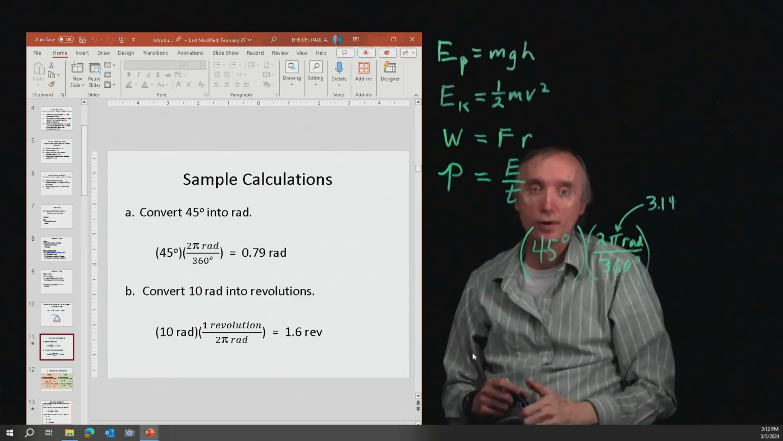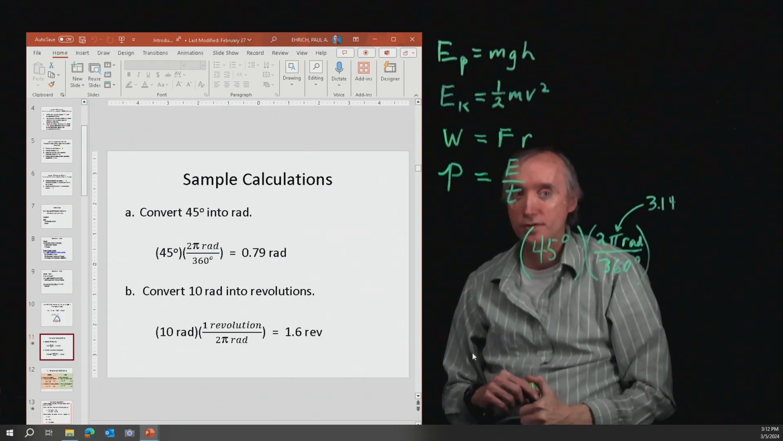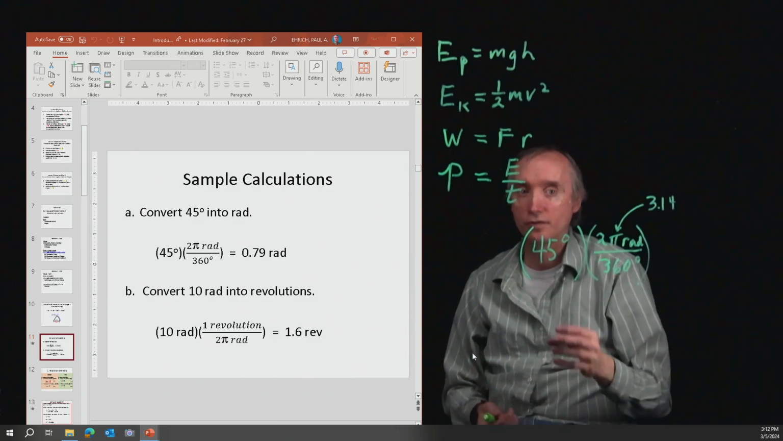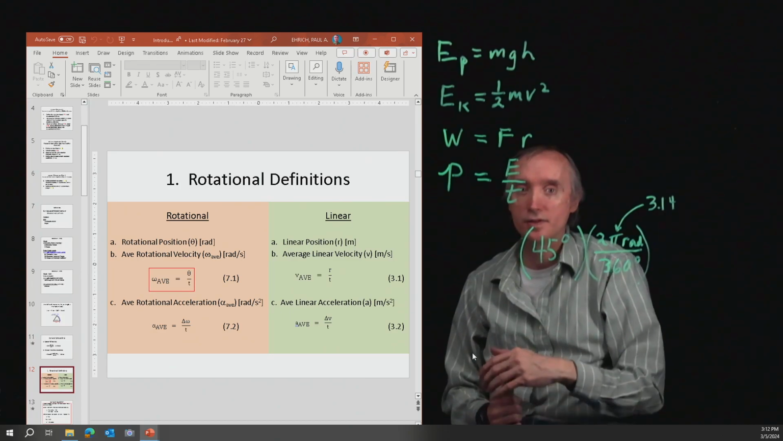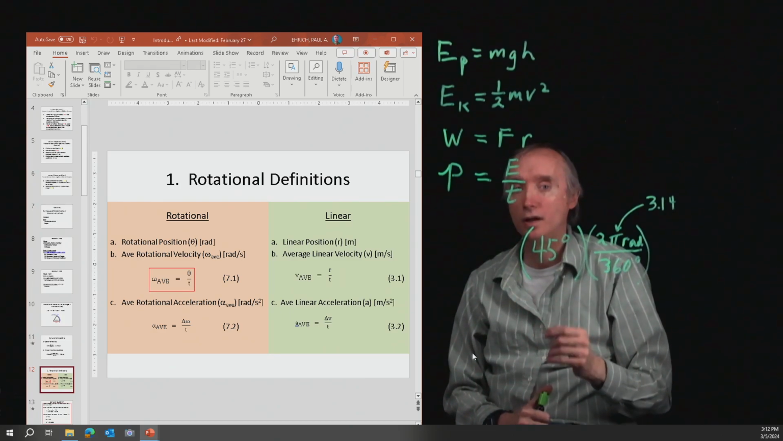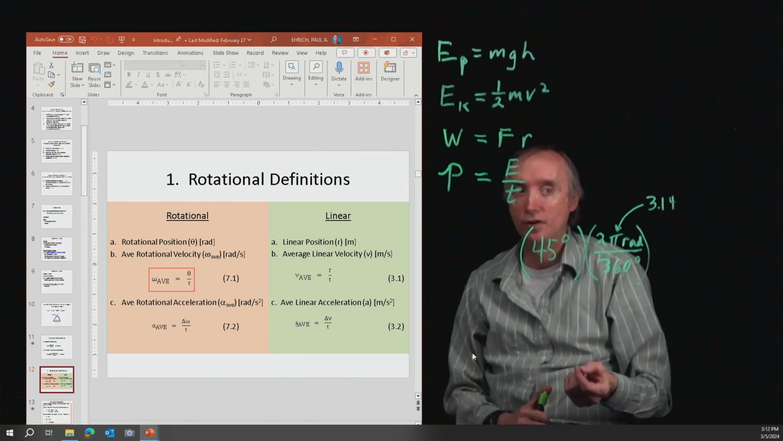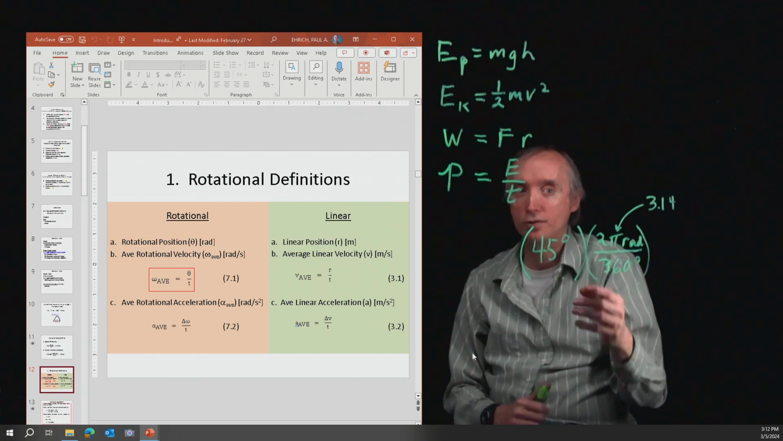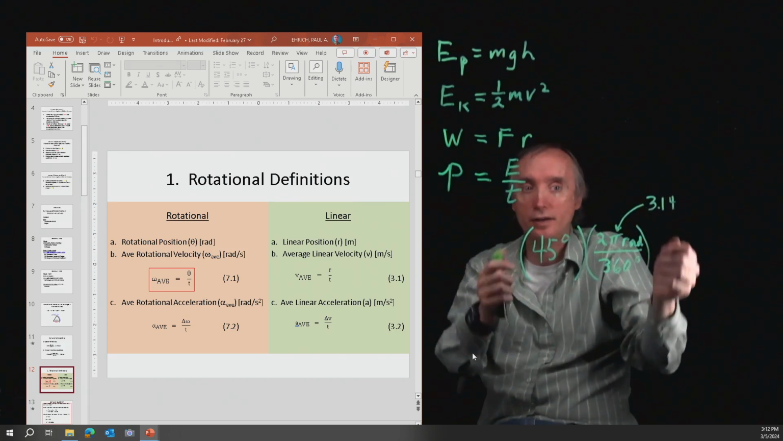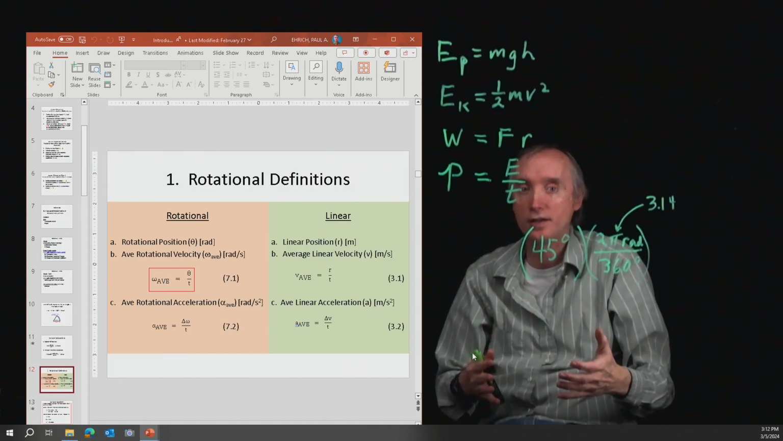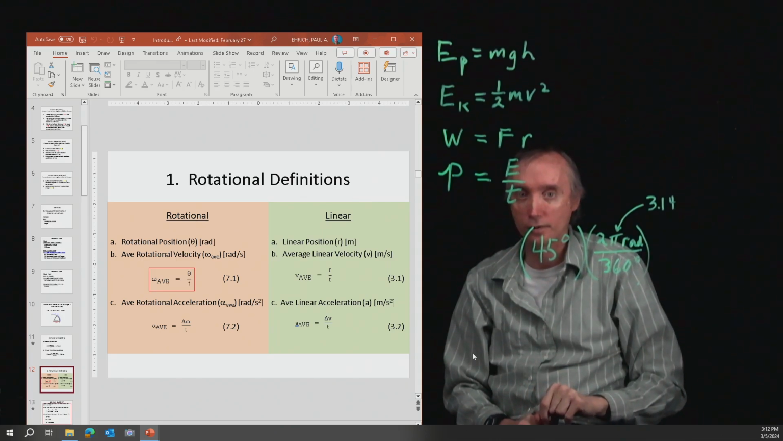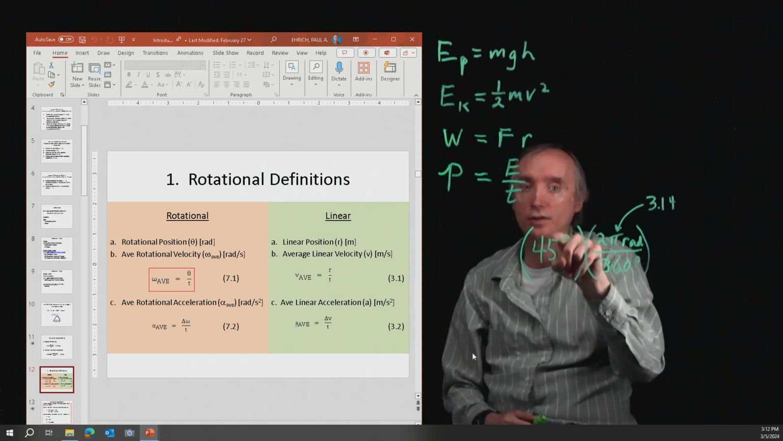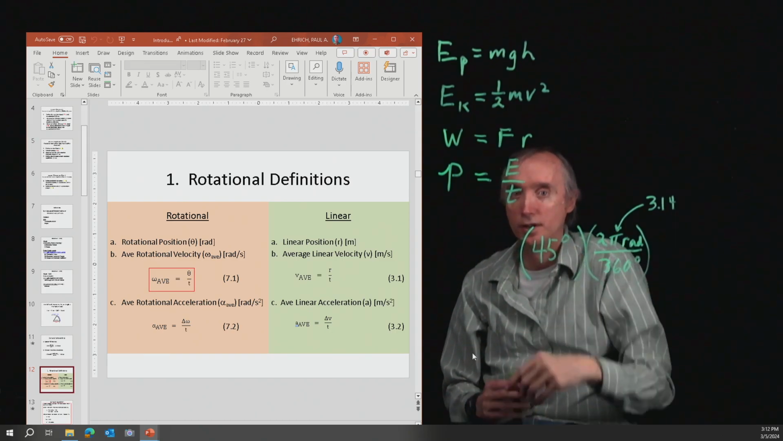You could also convert radians into revolutions. This is a good skill to learn, how to convert one unit into another unit. Why is this important? Because all of the formulas for things that are rotating involve radians. When you're describing how a wheel is rotating, the angle through which it rotates always has to be in terms of radians in order for that formula to work.